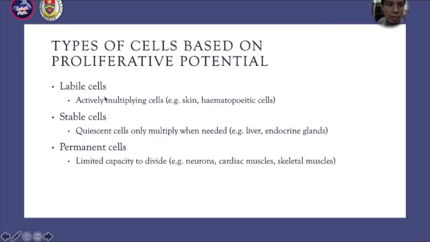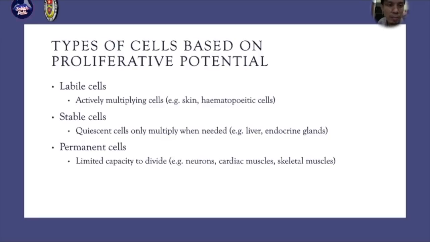There are three types of cells based on proliferative potential, which is described in most textbooks. The first type is labile cells. Labile cells are actively multiplying cells. Examples of these cells are skin cells and hematopoietic cells.